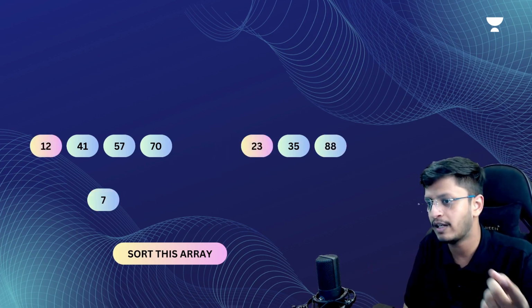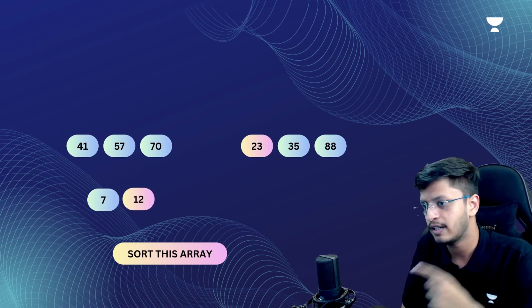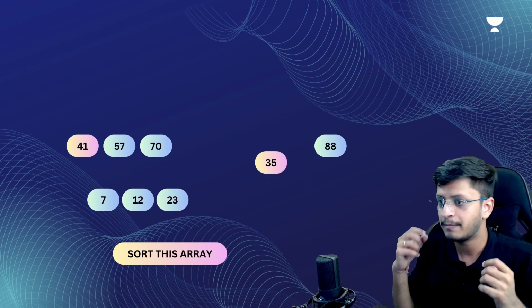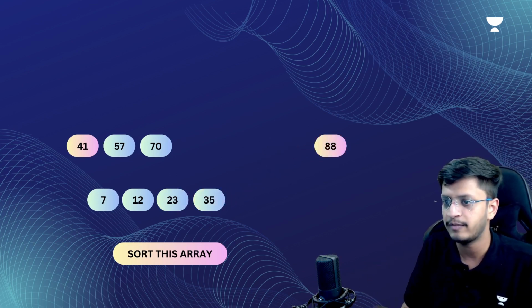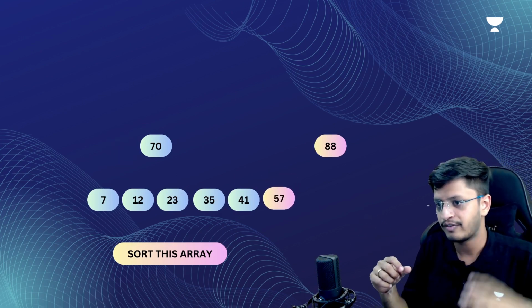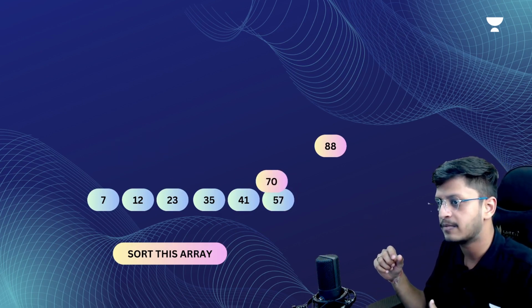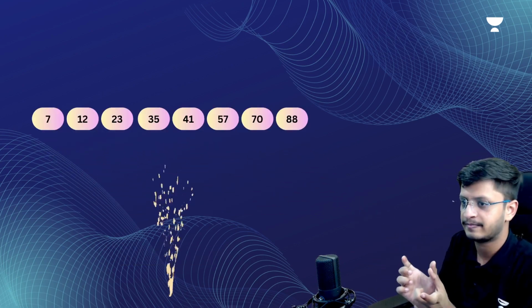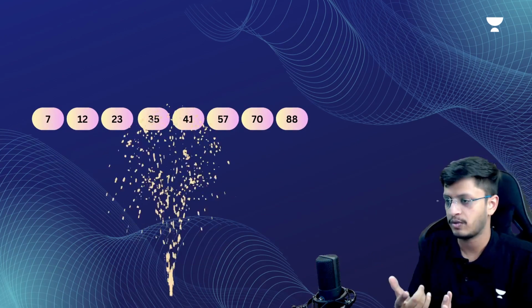So we compare 7 with 12, 7 is smaller. We compare 12 with 23, 12 is smaller. We compare 23 with 41, 23 is smaller. We compare 35 with 41, 35 is smaller. Now we compare 41 with 88, 41 is smaller. 57 comes, then 70 comes, then 88 comes. This is merging of two sorted arrays. That's how merge sort works.